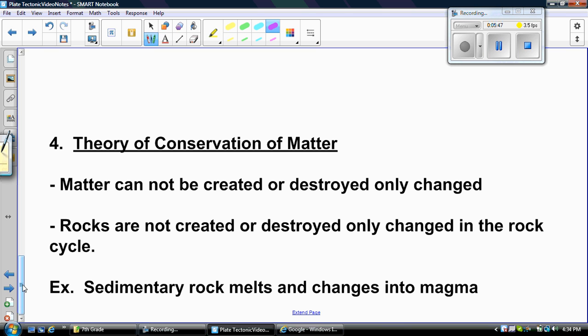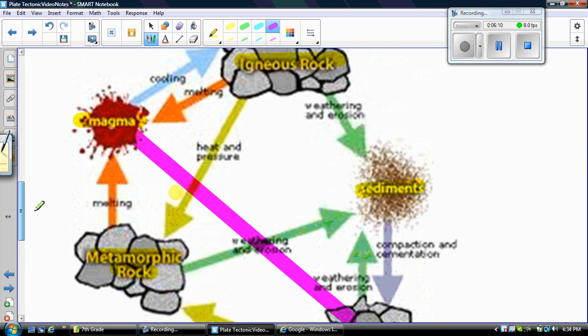Okay, so the last thing that we're going to talk about is the theory of conservation of matter. We've heard this theory a lot this year. Matter cannot be created or destroyed, only changed. We talked about how it applies to plate tectonics, and how it applies to photosynthesis and cellular respiration. Now we're going to apply it to the rock cycle. So when igneous rock gets changed by heat and pressure, it turns into a metamorphic rock.